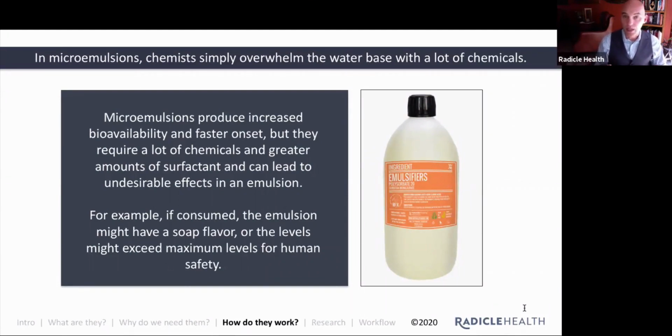Microemulsions do produce increased bioavailability. They do produce faster onset, but they require a lot of chemicals. And so this can lead to undesirable effects in the finished emulsion. So for example, if you were eating a microemulsion, it might taste like soap or detergent, or the levels might exceed maximum levels of human safety.